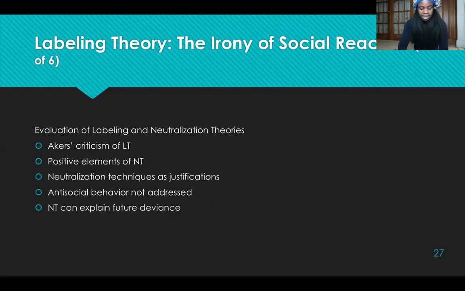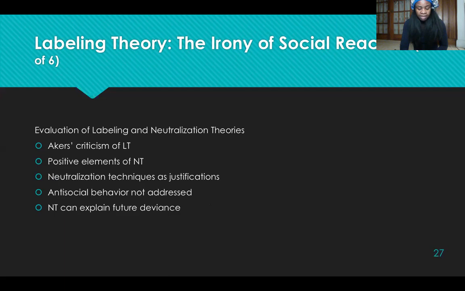Okay. Evaluating labeling and neutralization theories. Akers criticizes labeling theory for coming close to asserting that the original causes of delinquent and criminal behavior, so primary deviance, do not matter, with its overemphasis on the importance of official labeling.